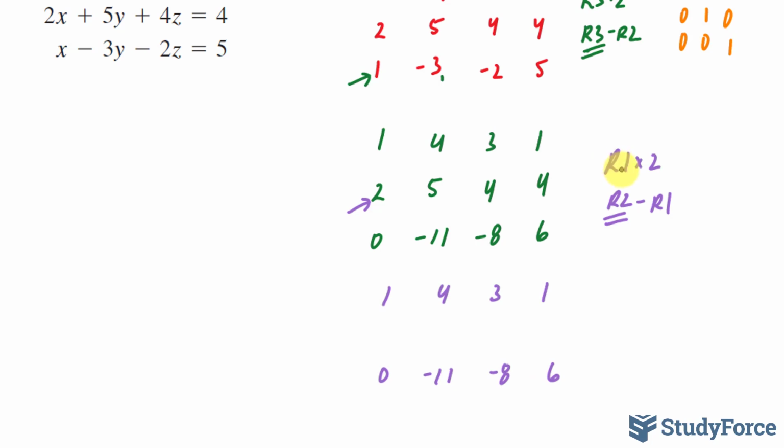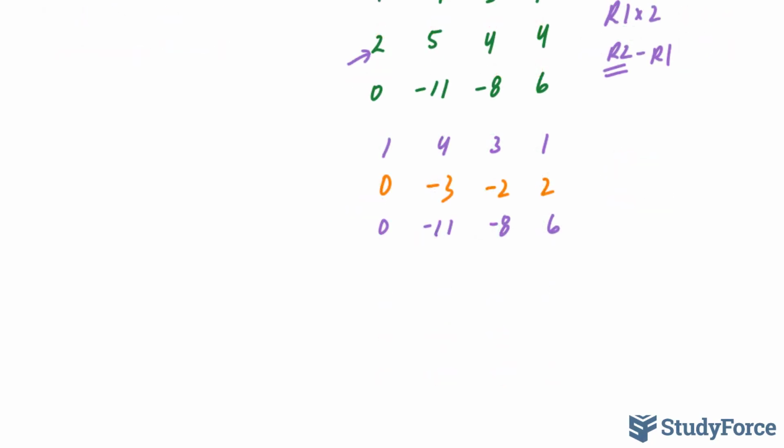If I multiply the elements in row 1 by 2, let's take for example 1. 1 times 2 is 2. This 2 subtract that 2 gives me 0. Another one. 4 times 2 is 8. 5 minus 8 gives us negative 3. And you'll do the same thing for the other 2. That's what you should end up with.